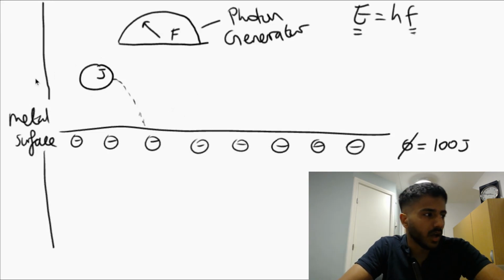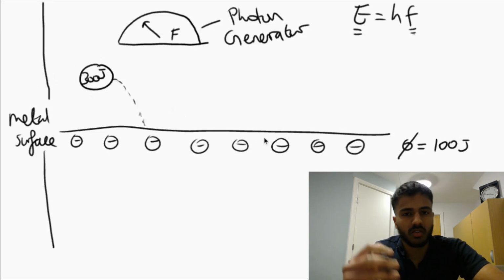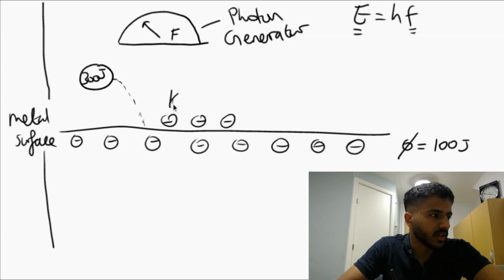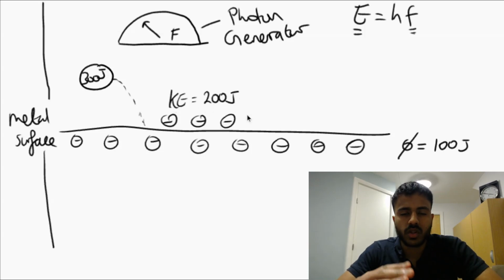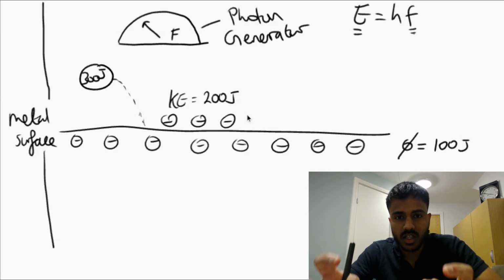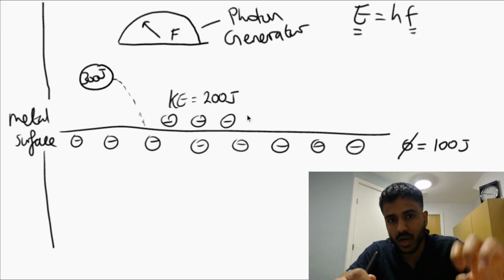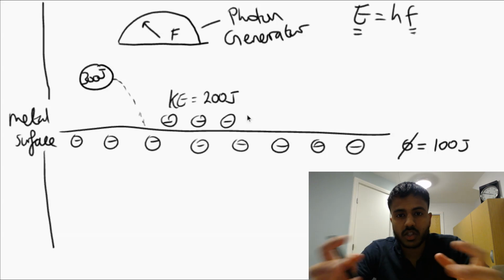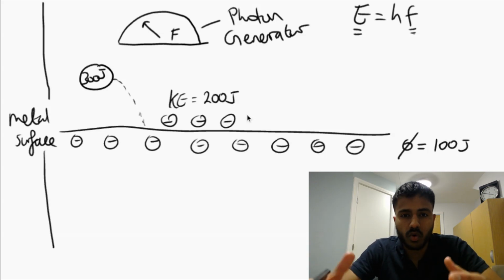If I now supply 300 joules of photon energy, not only are these electrons in the surface going to get released, but they are also going to get released with a kinetic energy of 200 joules. If we start off with a relatively low photon energy and we increase this photon energy, we're going to start seeing that initially there'll be no electrons released from this surface. But as we keep increasing and increasing, the electrons will start to get released with more and more kinetic energy.